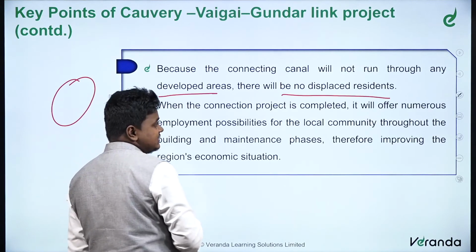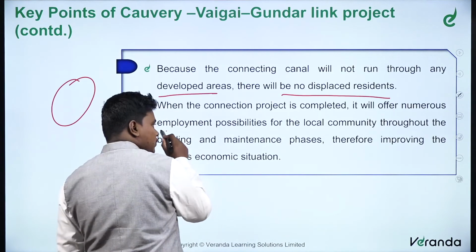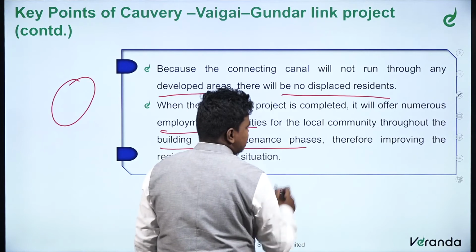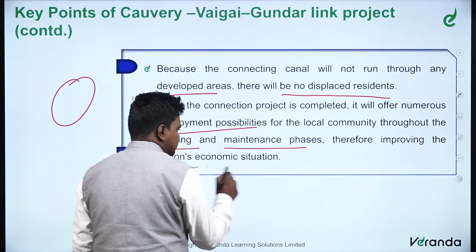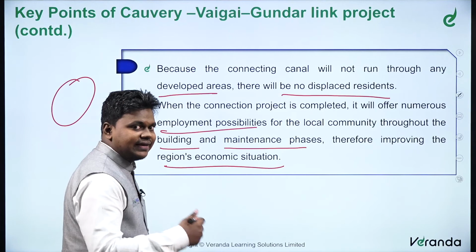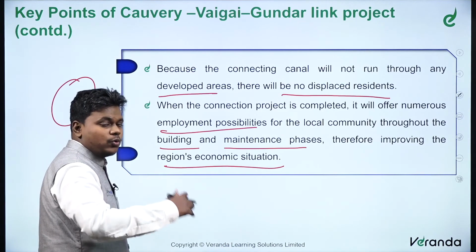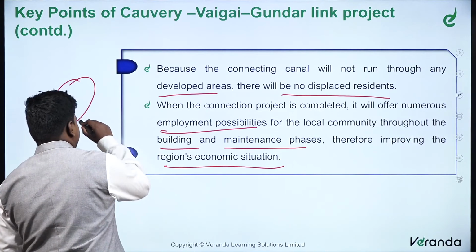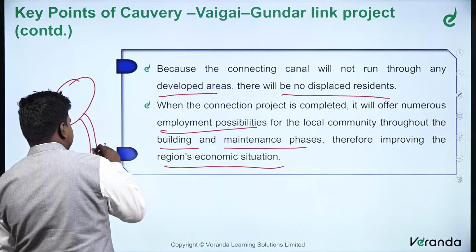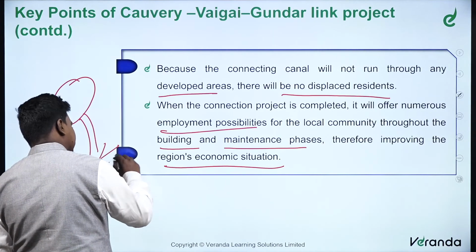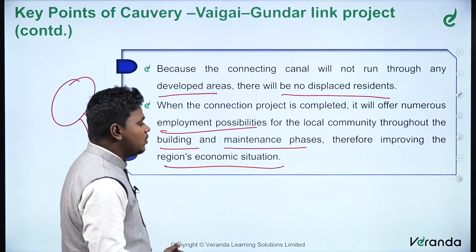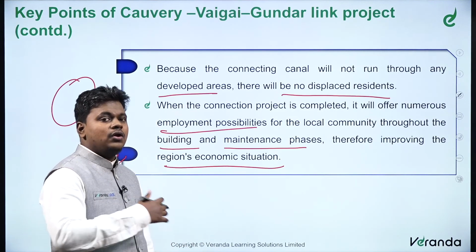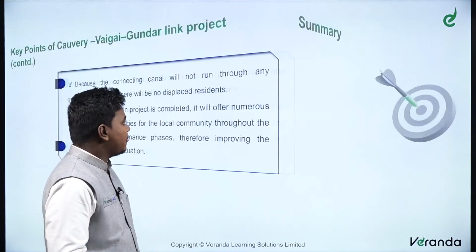When the connection project is completed, it will offer numerous employment possibilities for the local communities throughout the building and maintenance phases, therefore improving the region's economic situation. So, if you want to construct a canal, it will actually provide employment for the local people here and there, and after completion of the project, the agricultural land will benefit. So, the people can actually indulge in agriculture and produce good crops. So, it will also develop good employment for the local communities living around this area.